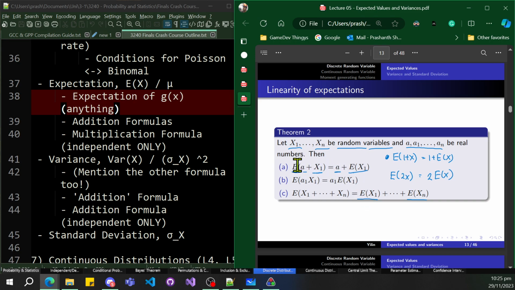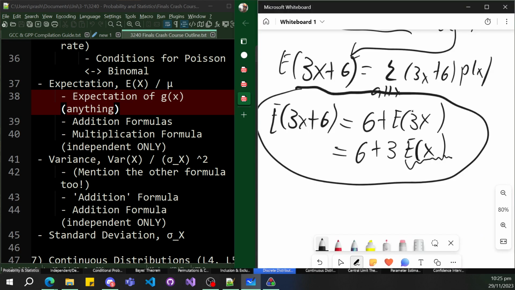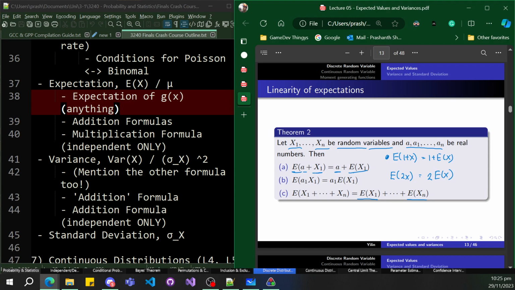If you have a number, 6 plus x, you can just take out that 6 basically. And if you have a scalar being multiplied with your random variable, you can move that scalar immediately outside, which is what I'm doing here. E of 3x is the same as 3 times E of x, which is great.